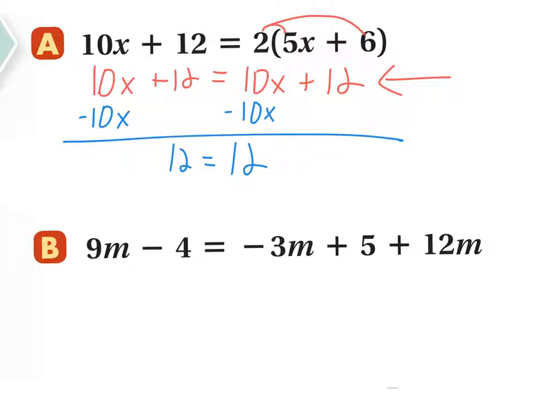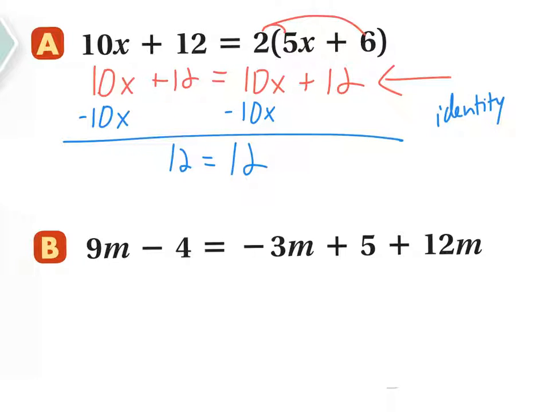This is what's called an identity. It does not matter what number you plug in for x, you're going to get the right answer. This equation balances out completely, so you could plug any number in there and you're going to get the same thing on both sides, because it's the same thing on both sides, right? So this is known as an identity.